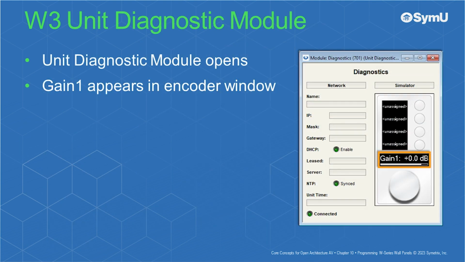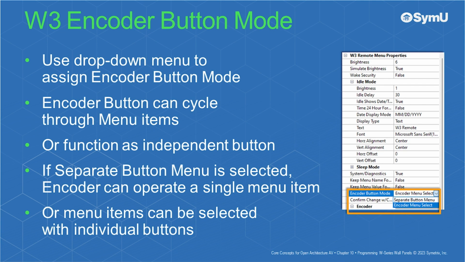The Unit Diagnostic module for the W3 will open, and Gain 1 will appear in the encoder window. Use the drop-down menu to assign the encoder button mode. The encoder button can either be used to cycle through menu items for the encoder, or it can function as an independent button. If separate button menu is selected, the encoder can operate a single menu item, or menu items can be selected with the individual buttons.